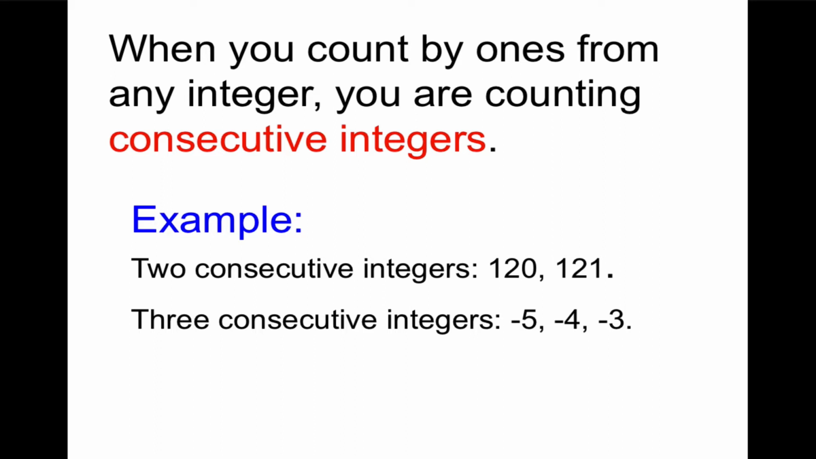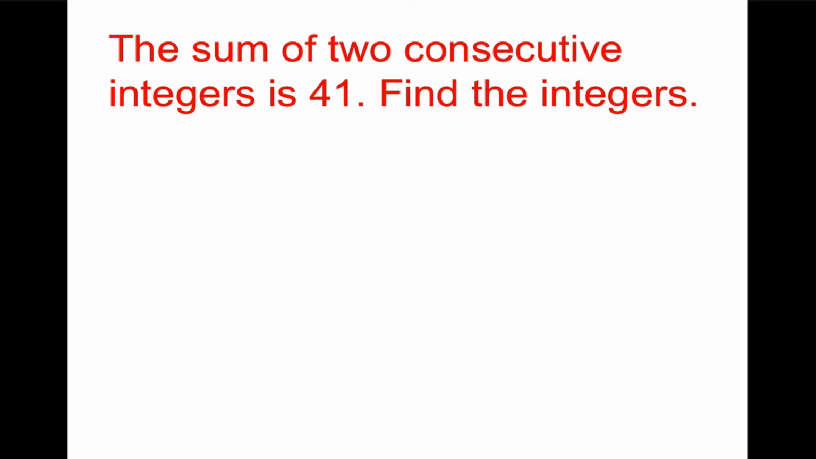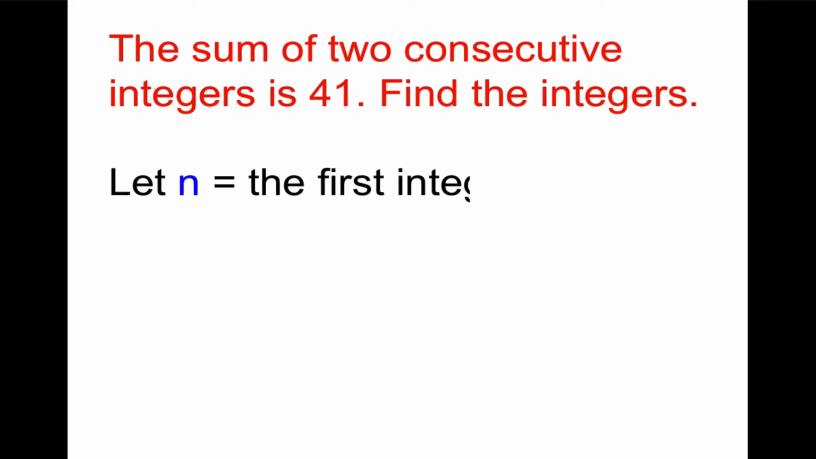Typically, these problems come up as word problems, so we're going to do 3 examples. The sum of two consecutive integers is 41. Find the integers. Well, in this case, first of all, we wanted to find the first integer. So we're going to let n equal the first integer. And usually for students, the hardest part is figuring out how are we going to represent the second consecutive integer. I'd like you to think about that for a moment. How could you represent the integer that comes after n?